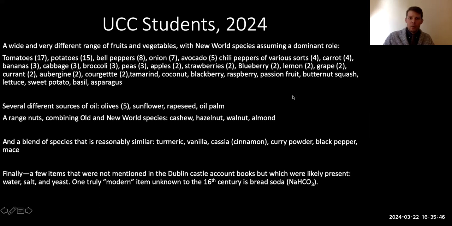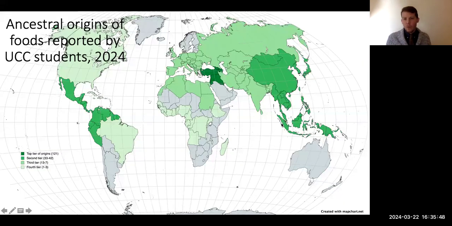Okay, so when we then map out the ancestral origins of the foods reported by UCC students, in a sense, we get the same picture. Strong focus in the Middle East, as we saw before, and a similarly fairly strong focus in East Asia. But what's interesting is that we've added to this the New World, that New World species in the past 400 years have come to play a pretty significant role in Irish diets.